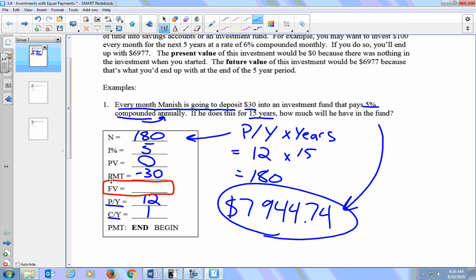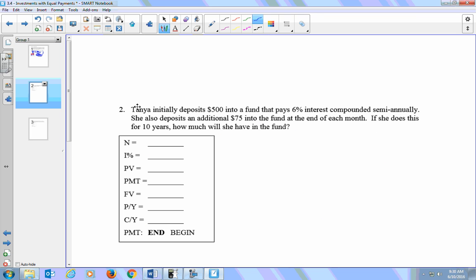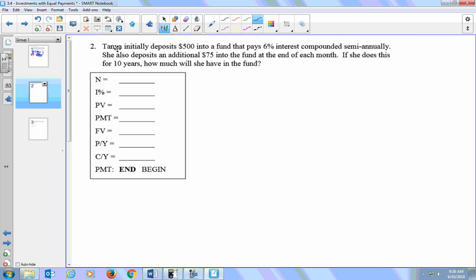Okay, next example. Tanya initially deposits $500 into a fund that pays 6% interest compounded semi-annually. She also deposits an additional $75 into the fund at the end of each month. If she does this for 10 years, how much will she have in the fund?